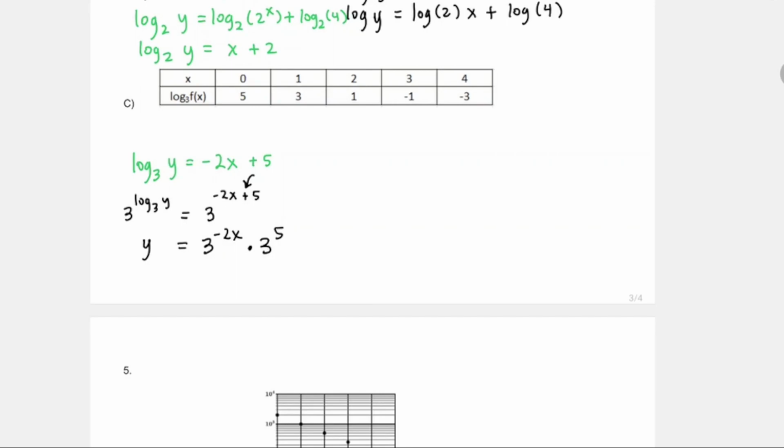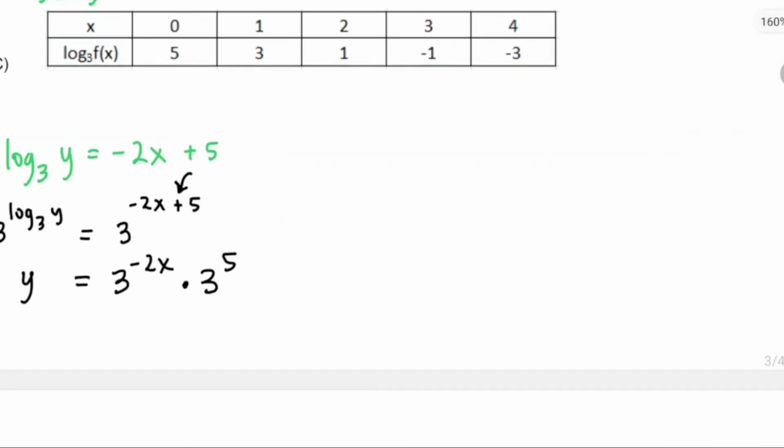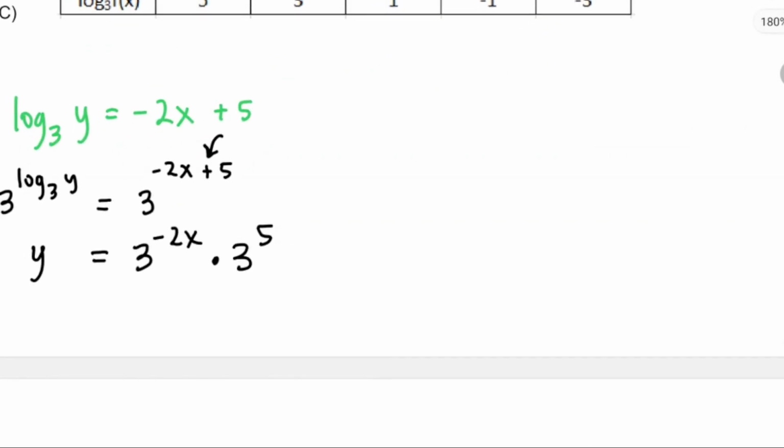Yeah, I'm just going to have faith on this, and then I'm going to come back through and do it the other way and show you that it does end up working. 3 to the 5, that I think is 243, because 3 to the 4 is 81, 243, yeah. Okay, so 243.